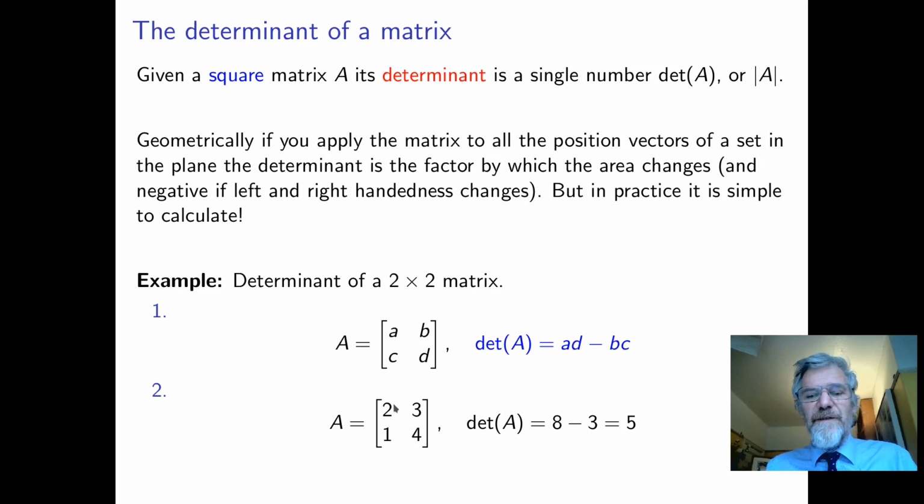So if we have an example, here's 2, 3, 1, 4. We get 2 times 4 is 8, minus 3 times 1. So it's 8 minus 3. So the determinant of this is 5. And it's non-singular. It has an inverse. It doesn't squash everything down to 0.